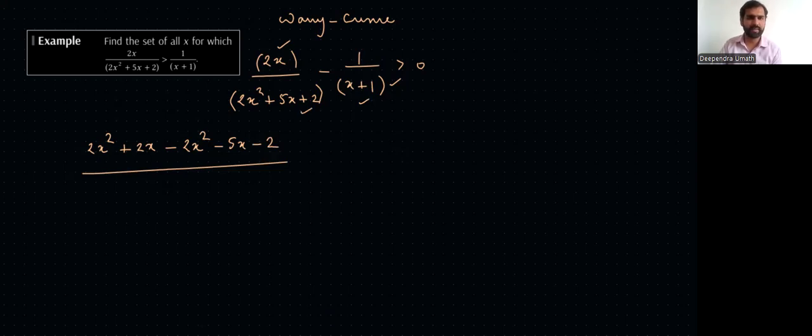So I'll not multiply it. I'll just keep it like this, (2x² + 5x + 2) whole multiplied with (x + 1). And this expression we want to be positive. Now, what I do next is, please pay attention to this.